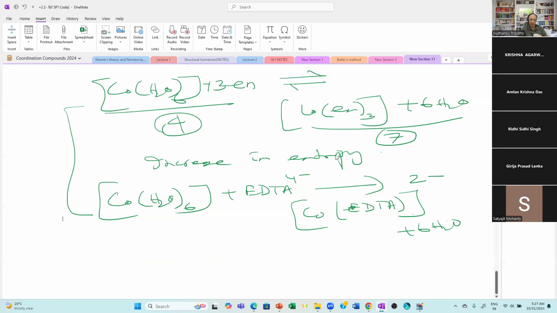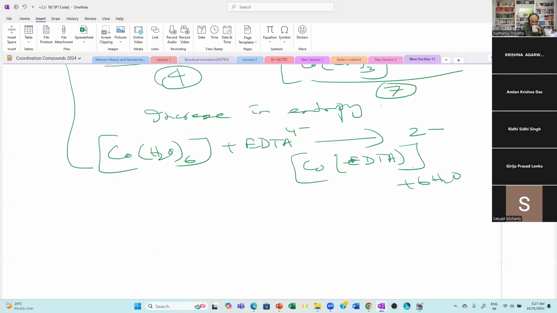So the more the entropy increase, the more negative delta G is, so the formation constant will be more. So this is all entropy driven.